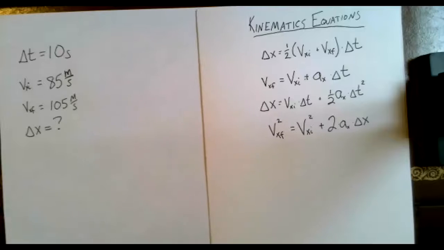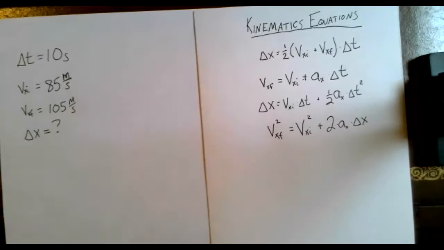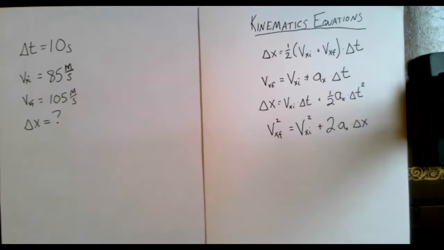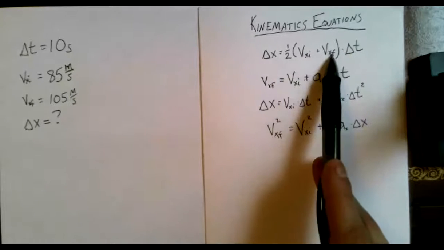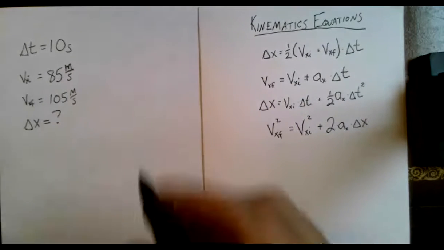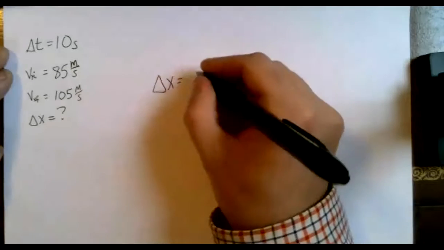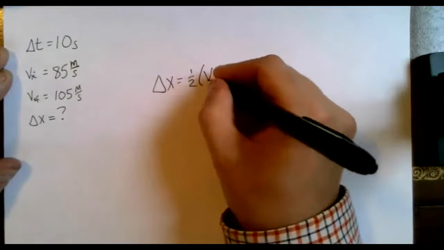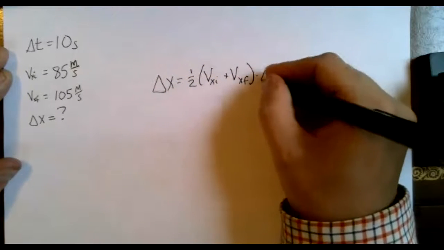Okay, so if we have the delta t, the Vxi, the Vxf, and the delta x, which one of these big 4 equations should we use? The first one. Yeah, the first one, that's right, because the first one is the only one that has delta t, Vxi, Vxf, and delta x. So we'll pick the first equation. Delta x is 1/2 of the initial velocity plus the final velocity times the time.